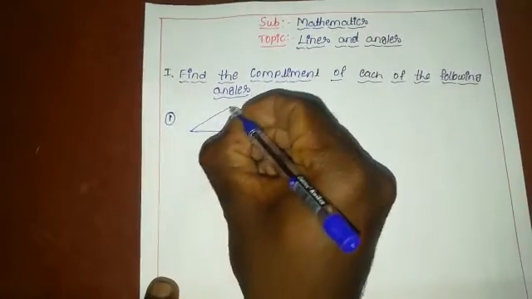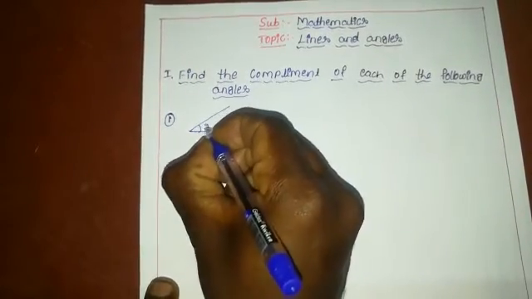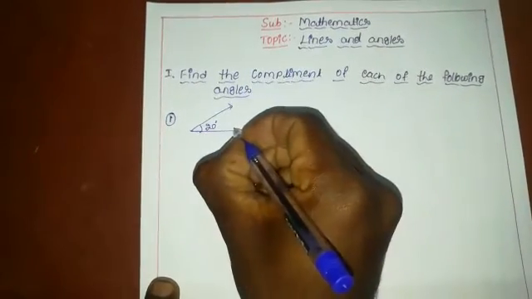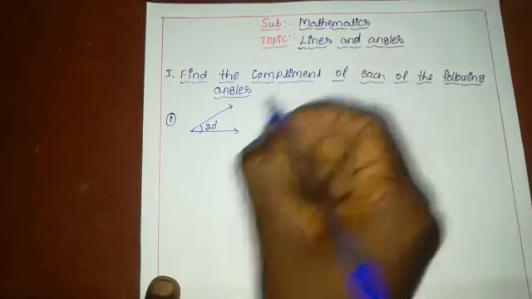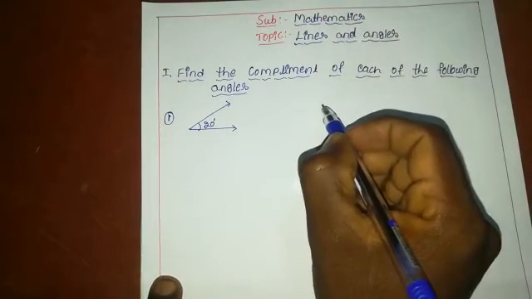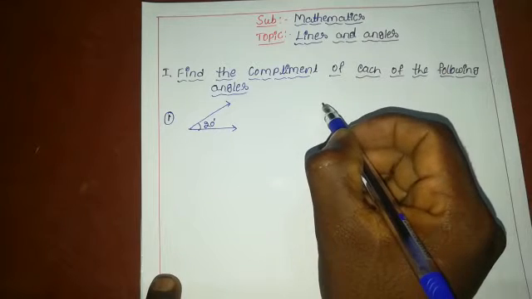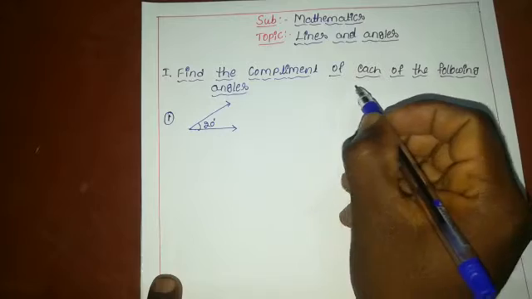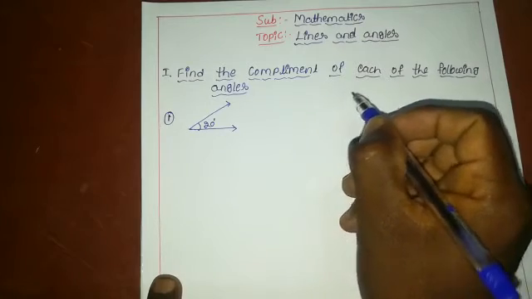The measurement of this angle is 20 degrees. Now we have to find the complement angle for this angle. We know the meaning of the complement angle, which we already learned: the sum of two angles is 90 degrees.